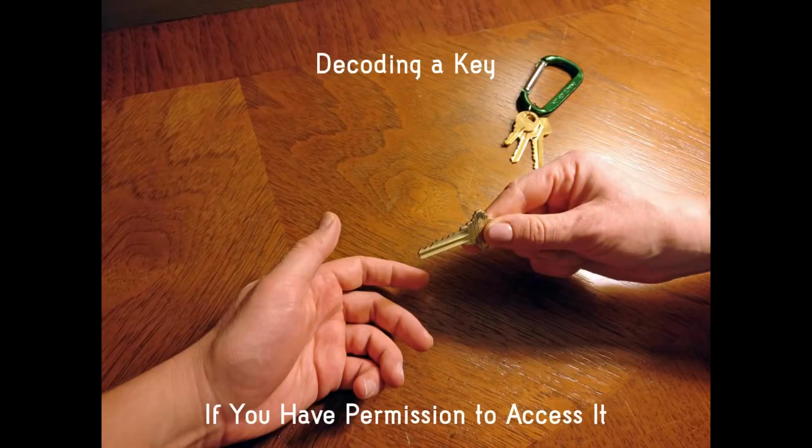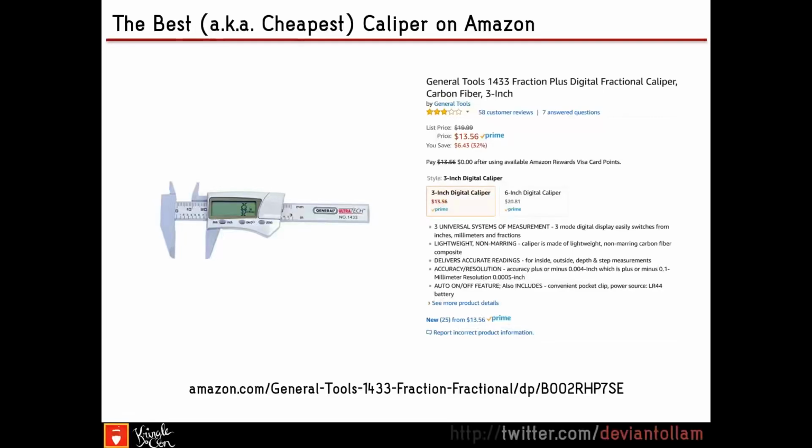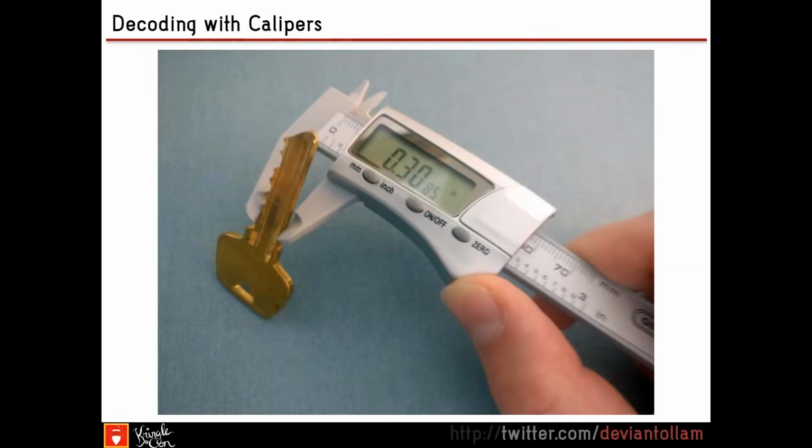Well, let's say you have calipers in your pocket. This is the cheapest caliper you can find on Amazon. Makes a great stocking stuffer for you or a friend. A simple set of calipers will allow you to very rapidly measure the thickness and size of the key blade at each of those bitting positions.